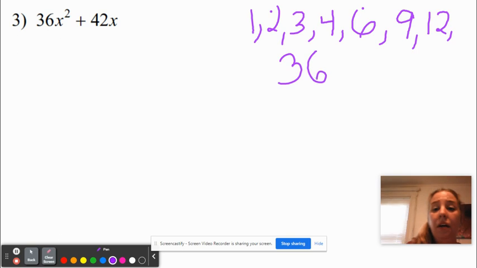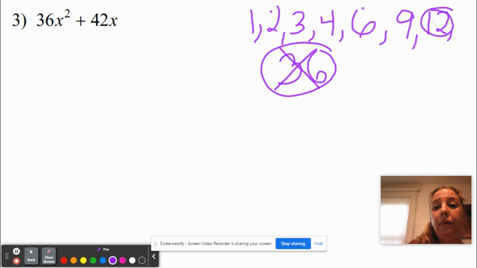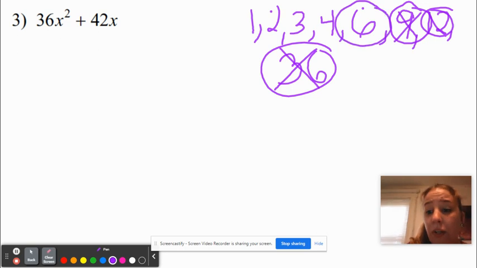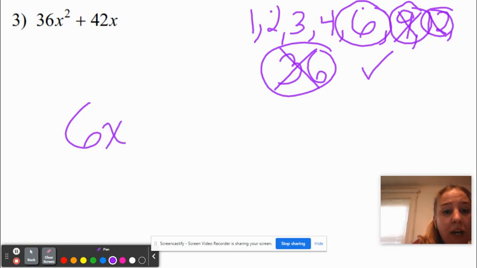Okay, so starting with the biggest number, does 36 go into 42? No. Does 12? No. Does 9? No. Does 6 go into 42? Yes, it does. All right, so that means 6 is the greatest common factor of those coefficients. And since both terms have an x, it needs to get pulled out.